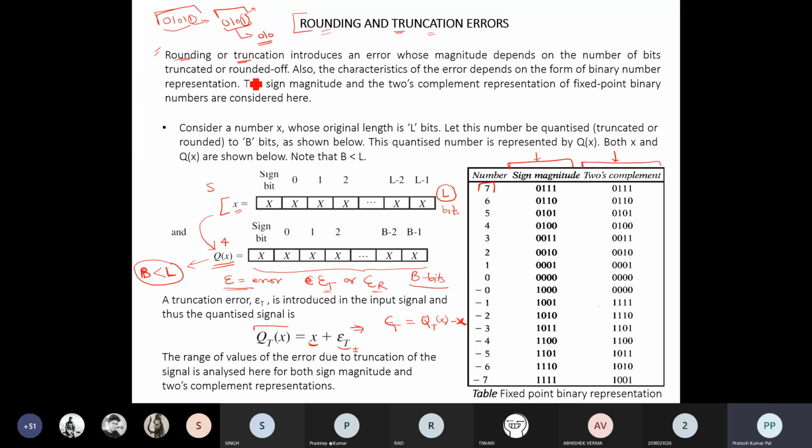Here we will see the truncation errors and rounding errors in sign magnitude and 2's complement representation one by one.